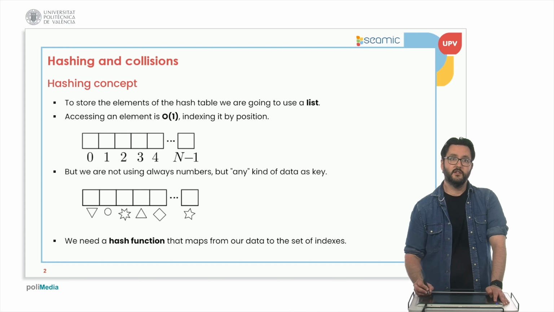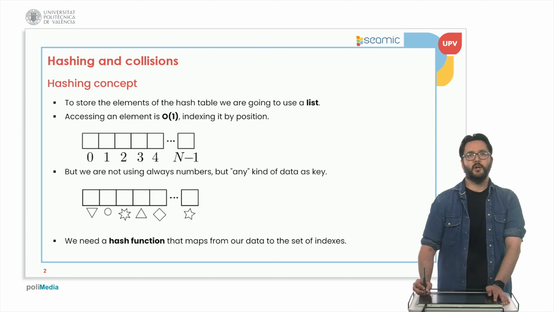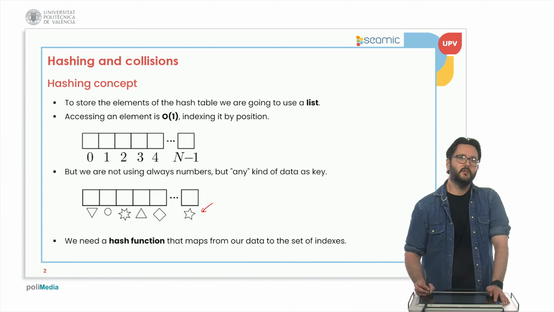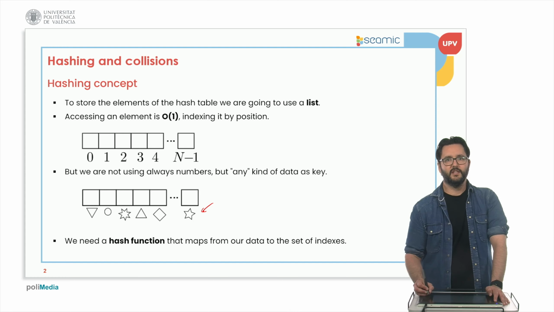A list is an efficient structure that allows us to retrieve elements using its position in constant time. But in this case, if we use this structure, we have to use integers as the key. But we are not going to limit ourselves to using just numbers. We want to use any kind of data, as for example here, where we have some shapes. So we need a hash function that maps from this data to the set of indexes in the list that we are going to use.